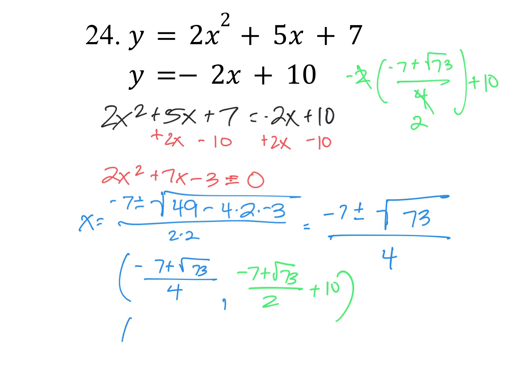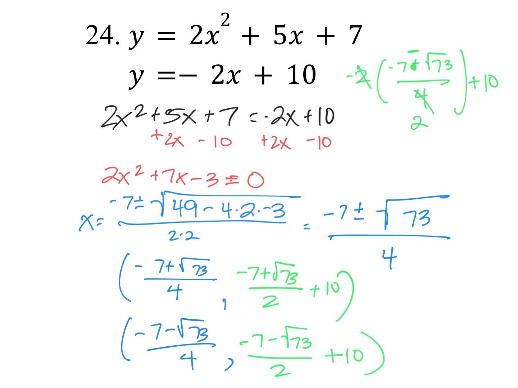I can also do it for the other one. Negative 7 minus the square root of 73 over 4, comma, plug that in. This would just be a minus sign right here. So I've got negative 7 minus the square root of 73 over 2 plus 10. And I lost a negative there, didn't I? These would be positive. And this one would be negative. And that's fine. If you just leave it like that, I'm okay with that. It is ugly numbers. So as long as I know you know how to plug it in for y, you're good.